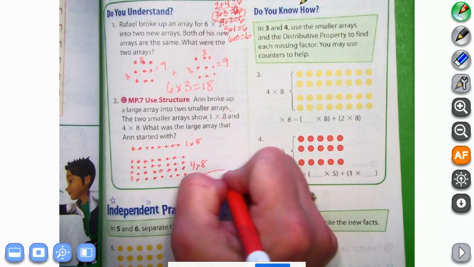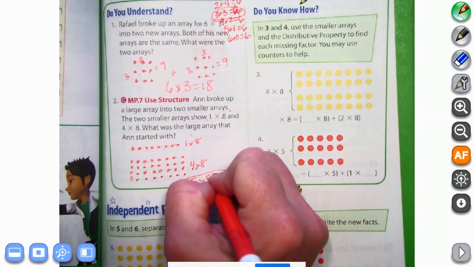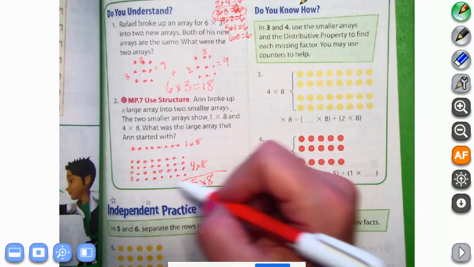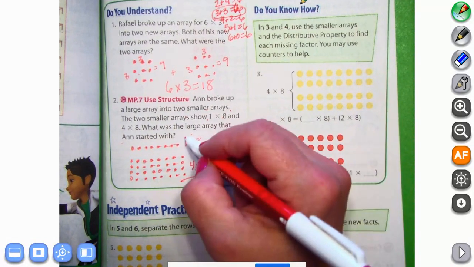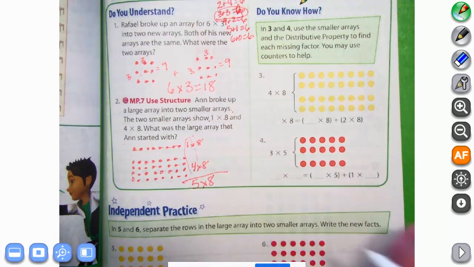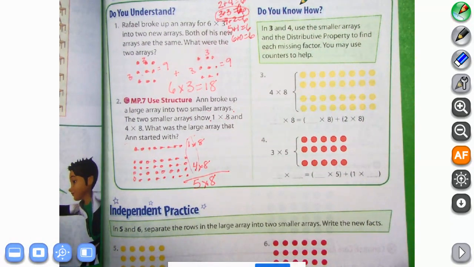We can add these together. 1 plus 4 is 5 groups of 8. We don't change the 8 because they were all 8 in the group. The group size was 8. We're just changing how many groups there were. Okay? So it was 5 groups of 8. Go ahead and pause and get that written down if you need to.